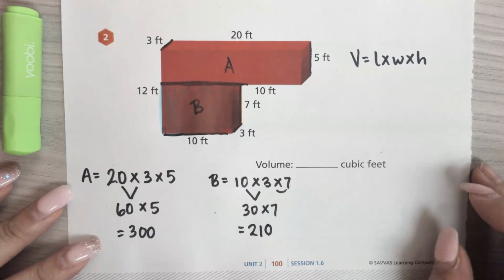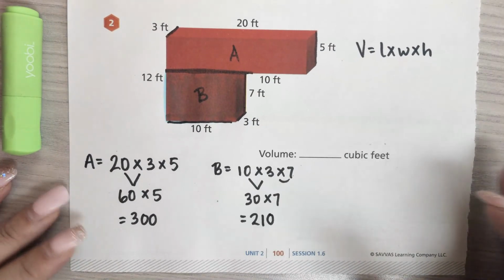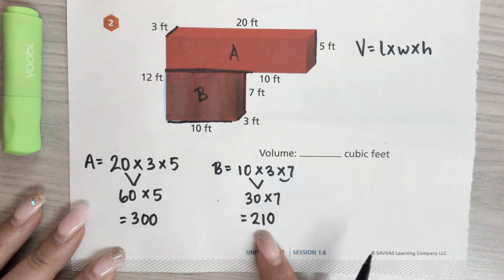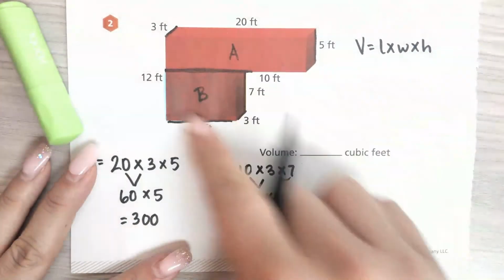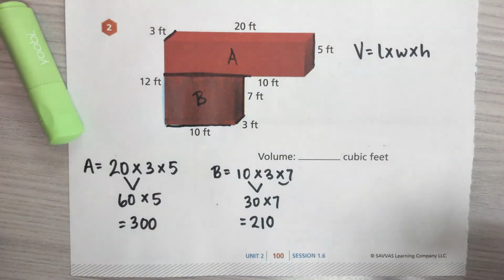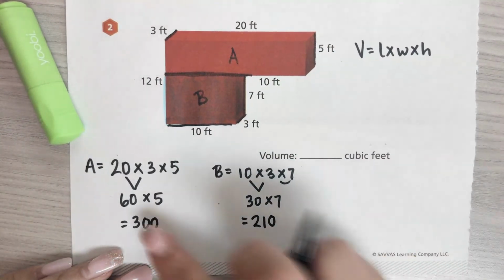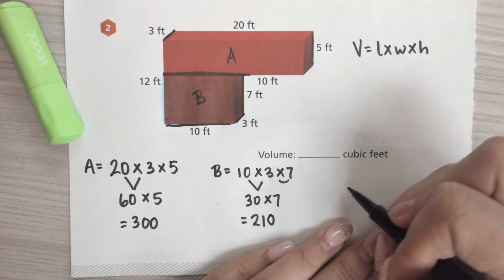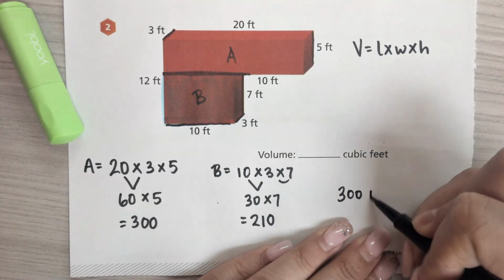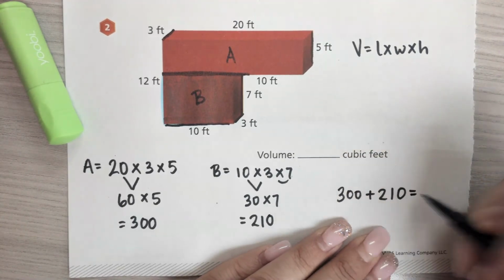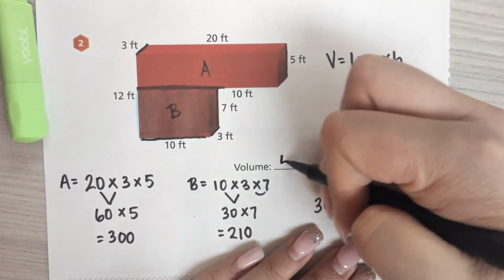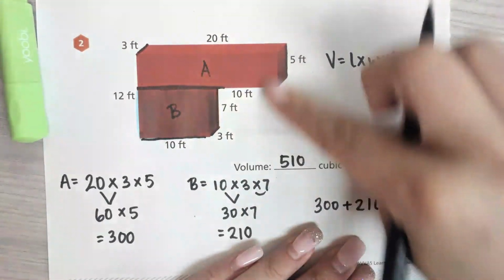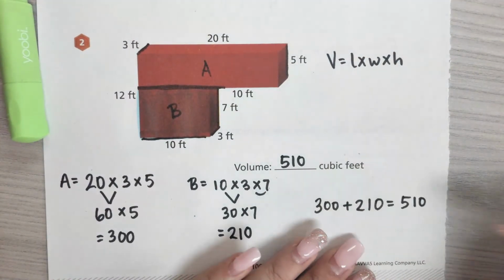So for this composite figure, or this solid, we have our volume for each of those rectangular prisms. But to find the volume for everything, again, what we want to do is add the two volumes together. So we have 300 plus 210, and that gives us 510. So our total volume for this entire shape here is 510 cubic feet.